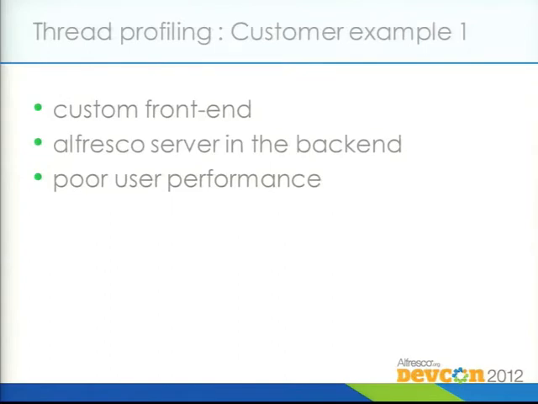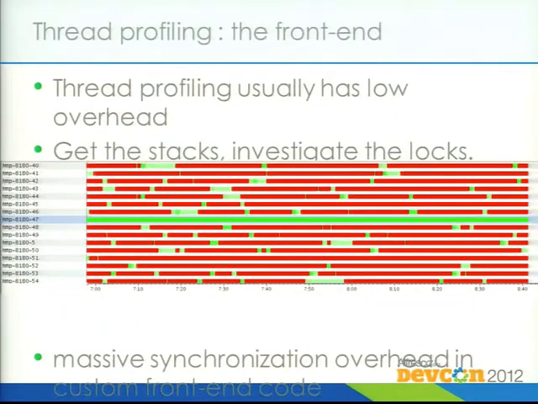So we're going to work with a short example from a customer for that use case. What they had basically is a custom front end, Alfresco server in the back end, and complaining about poor user performance. So what we did is that we profiled the back end. Nothing much was happening. So we decided to profile the front end. And basically, this is what we saw.